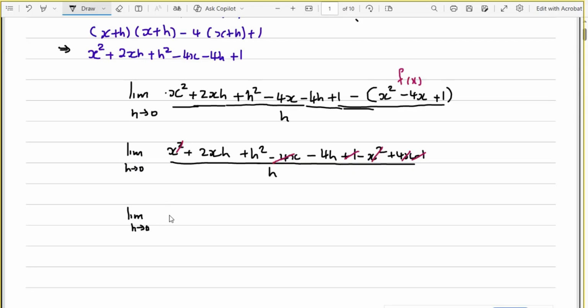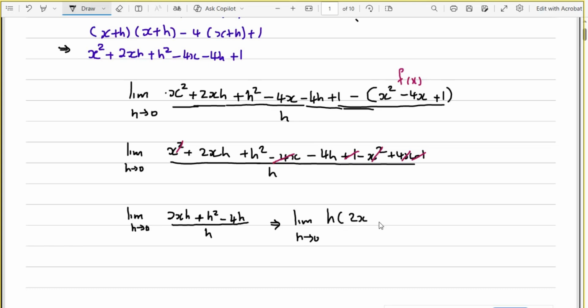So this will be 2xh, plus h squared, then we have minus 4h, and everything is divided by h. When I look at the top part, I can take out h as the common factor, because we cannot do a direct substitution. If we do a direct substitution, everything will be a mess. We're going to get 0 over 0, which is undefined. Yes, sir.